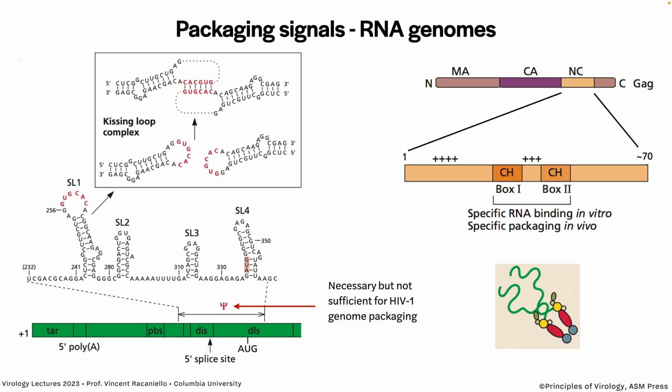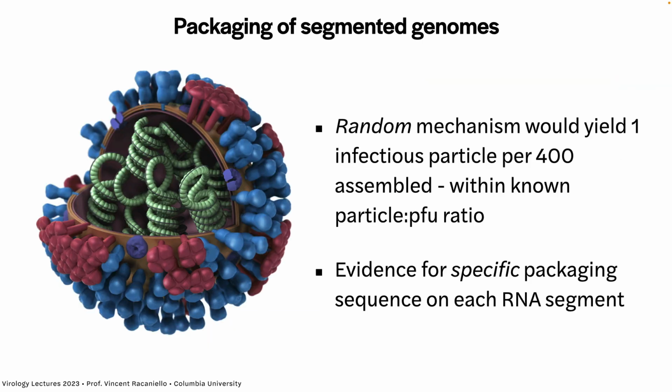And influenza virus is a similar situation. There are packaging sequences on the RNAs. For many years, we thought that for influenza virus, the incorporation of segments was random. So there are 8 segments in influenza virus particles. And we thought that the virus, when it was built, just grabbed 8 RNAs from the cell. And if it were random, you would get 1 in 400 infectious particles.